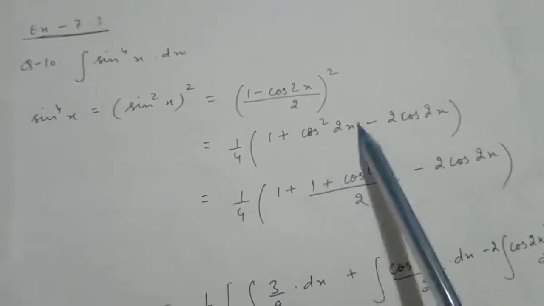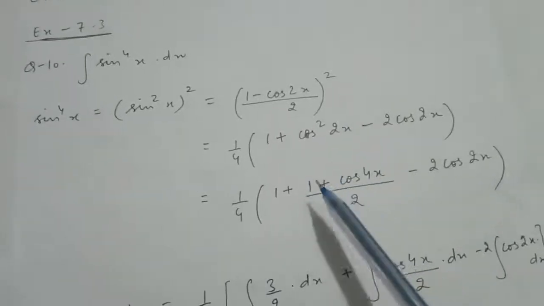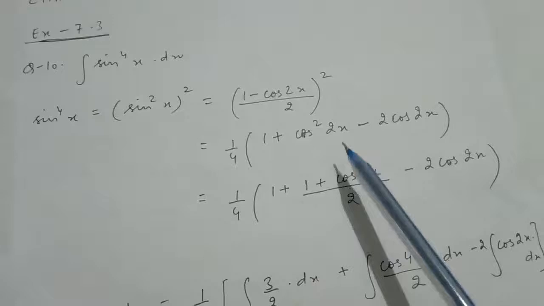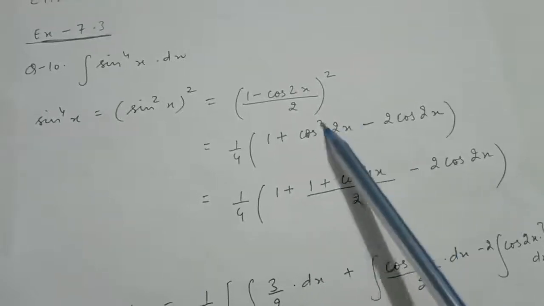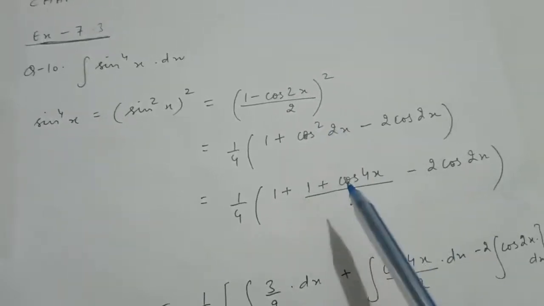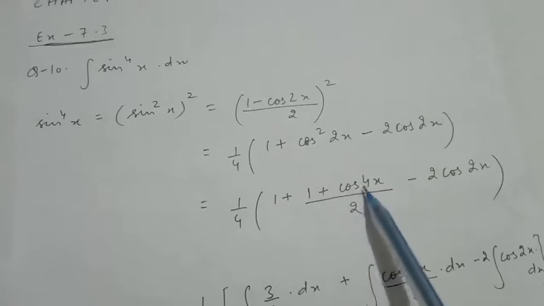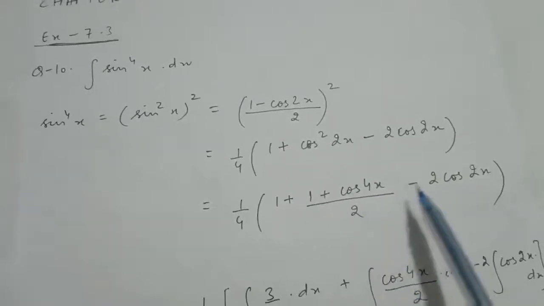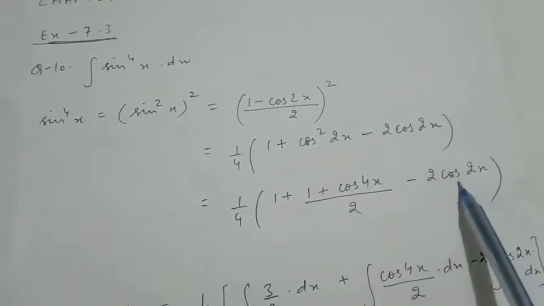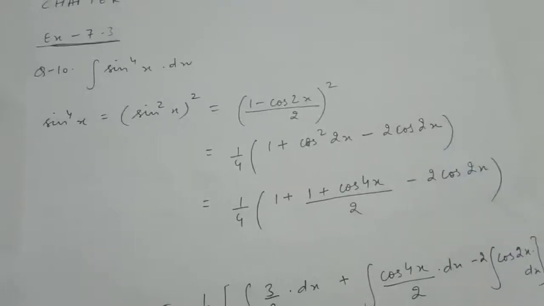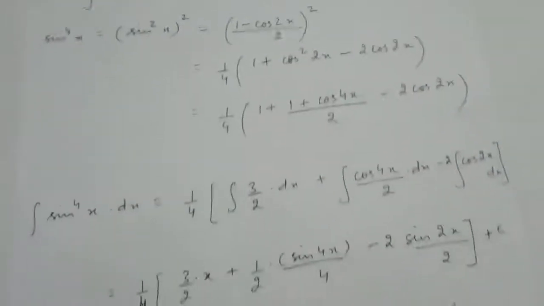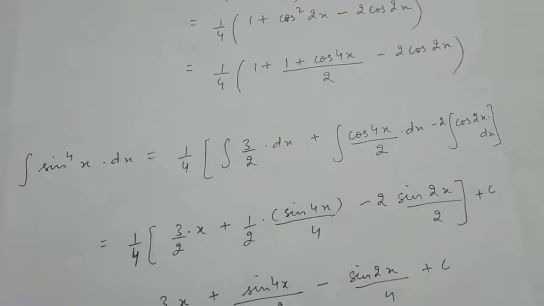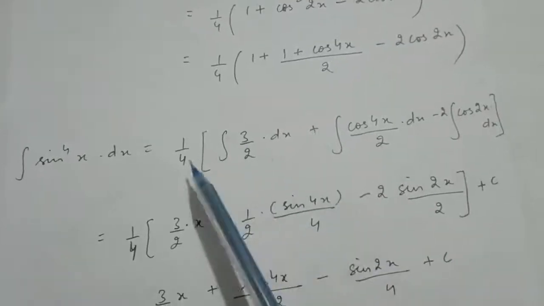In place of this cos square 2x, you will write (1 plus cos 4x) by 2, because we don't know the integral of cos square 2x. Therefore, we will write it as (1 plus cos 4x) upon 2 minus 2 cos 2x as it is, because we know the integral of this. So, the integral of sin x raised to the power 4 will be 1 by 4.